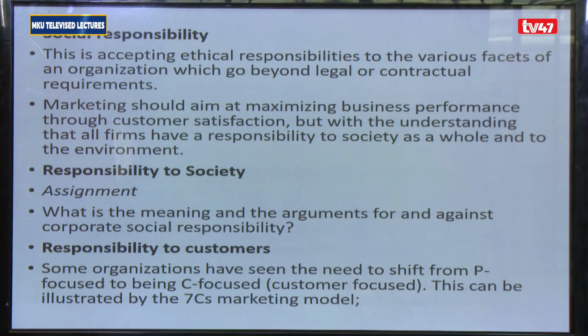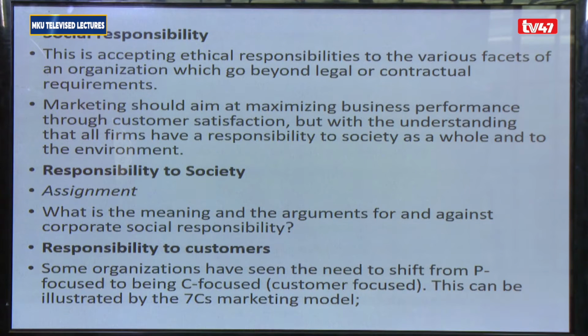So then we have responsibilities to customers. Remember, we are focusing on marketing orientation. And marketing orientation, we said, is focusing on the customer needs. Some organizations have, remember we have 7 Ps, which we are going to discuss in chapter 4. We have shifted from the 7 Ps to 7 Cs, so that we are able to convert from the Ps to the Cs and focus on the customers completely.